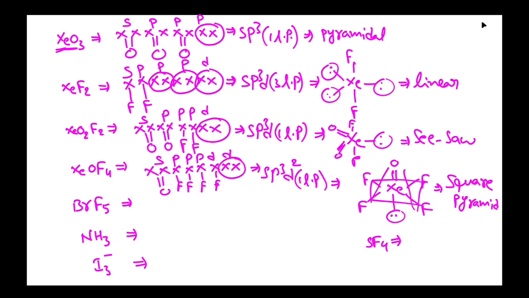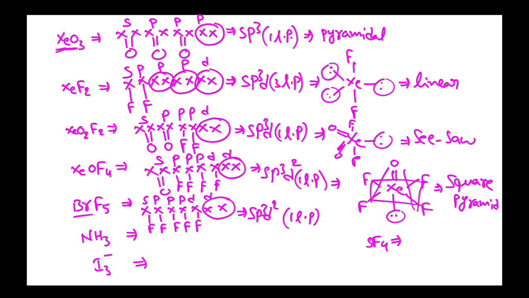Square pyramidal shape. Then BrF5. The bromine atom belongs to the 17th group, so it has 7 valence electrons, surrounded by 5 fluorine atoms, and 1 lone pair is there. So s, p, p, p, d, d: this is also sp3d2 with 1 lone pair. So this is also square pyramidal.